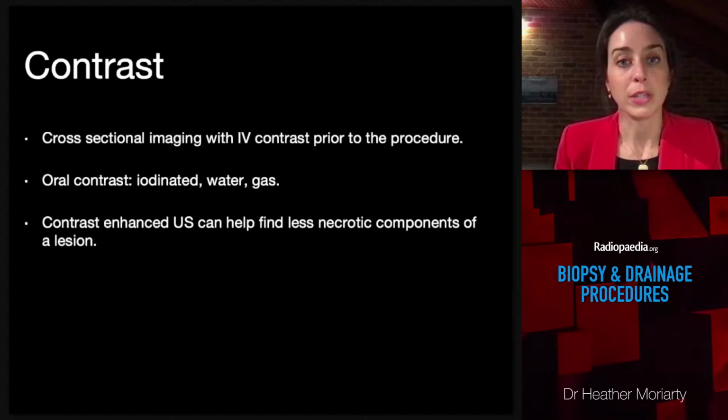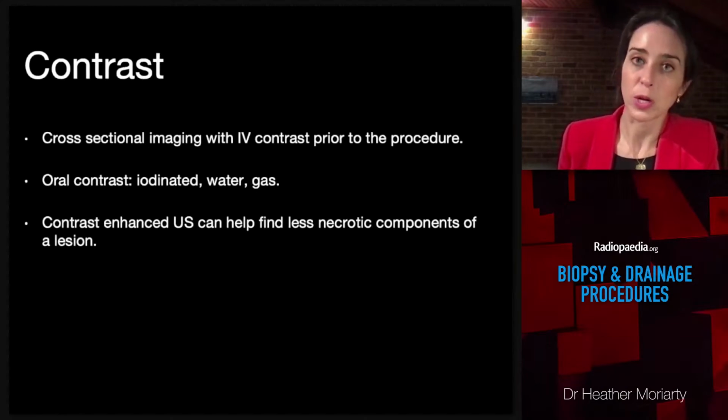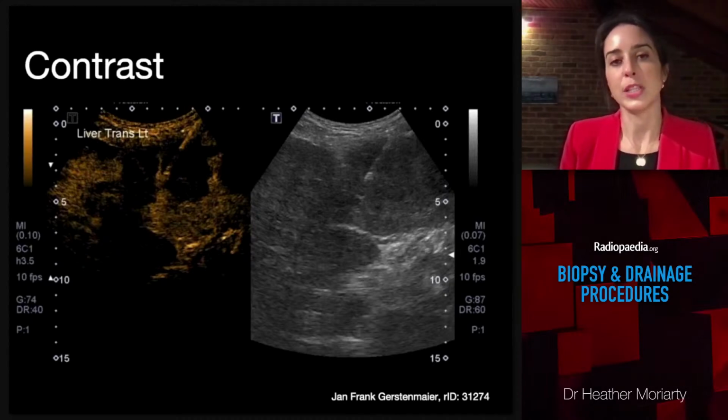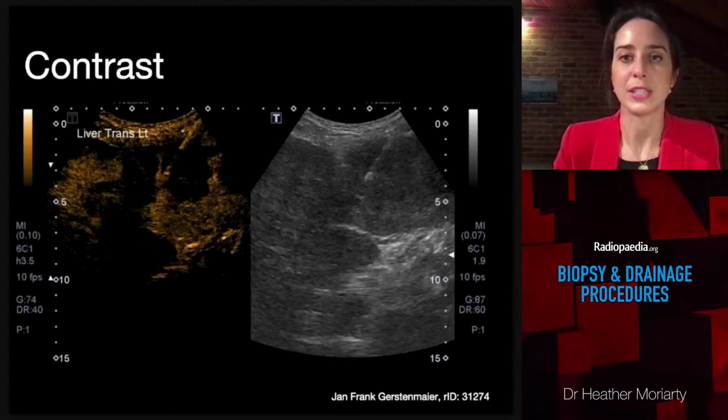Cross-sectional imaging with IV contrast prior to the procedure should be performed in virtually all cases. Don't forget the contrast doesn't just come in the IV form. Sometimes oral contrast with water or effervescent granules, or air injected through the NG tube, can be useful. Contrast uptake is suggestive of viable tissue, so when you're planning, the aim is to biopsy a component of viable tissue. In some situations, IV contrast is needed at the time of imaging to visualize the lesion or components or surrounding structures. And this includes contrast-enhanced ultrasound, which can be useful, for example, for this cholangiocarcinoma biopsy.